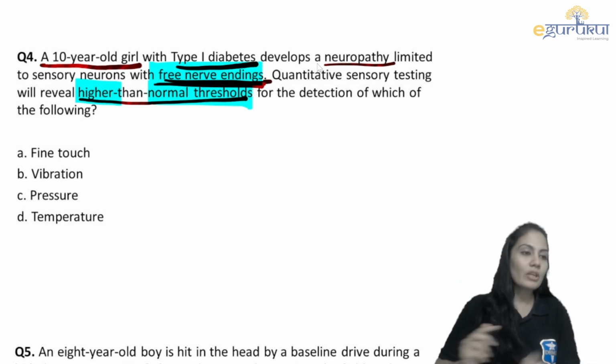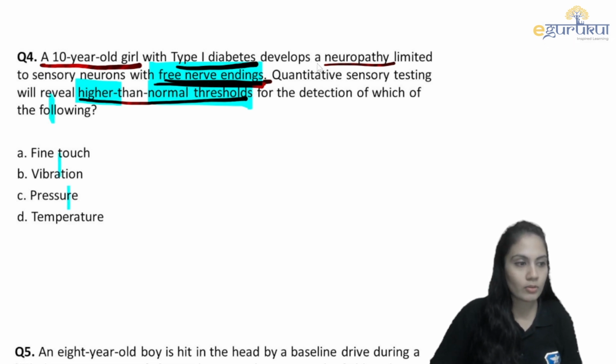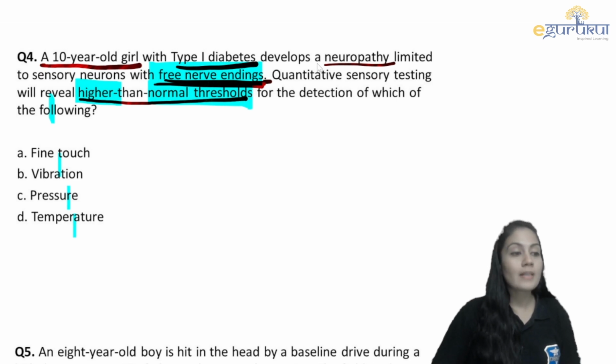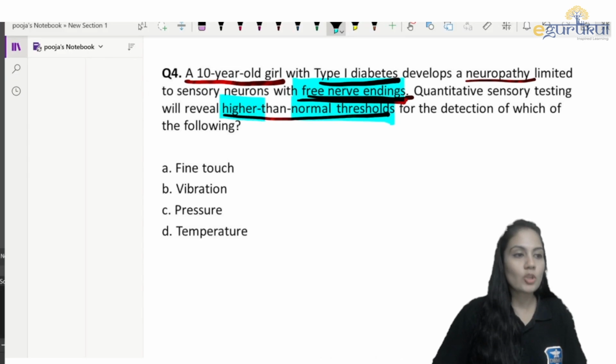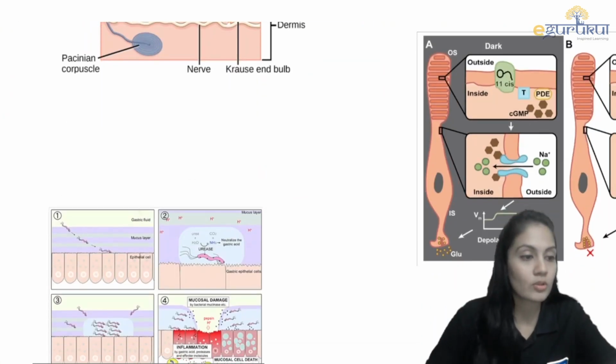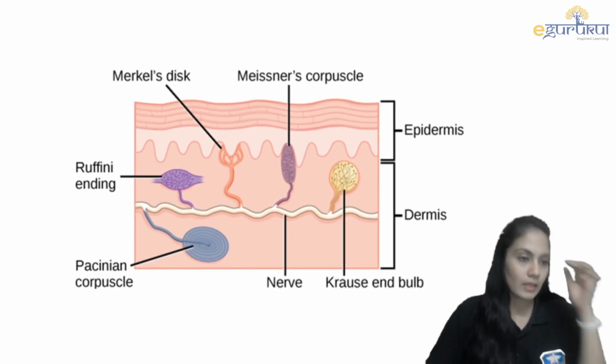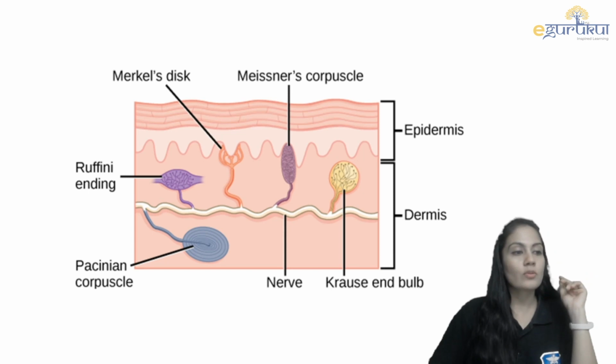First, you should know what free nerve endings are about, among the other sensations: fine touch, vibration, pressure and temperature. So these are the somatosensory sensations, right? When we talk about that, we should also know about the somatosensory receptors. So look over here, these are the somatosensory receptors.